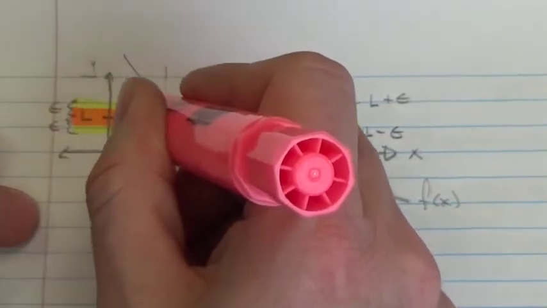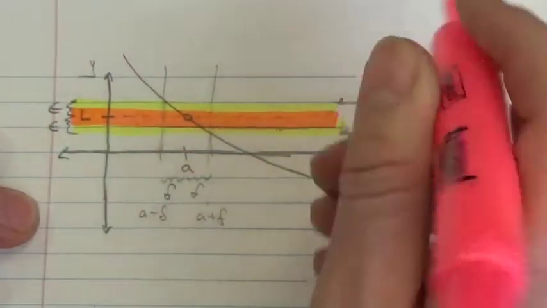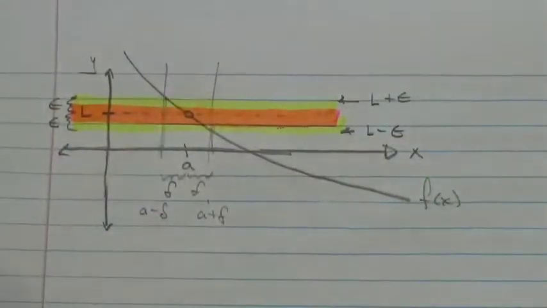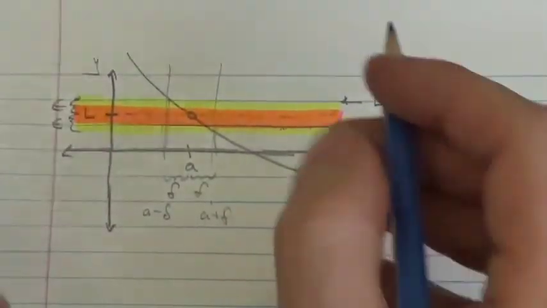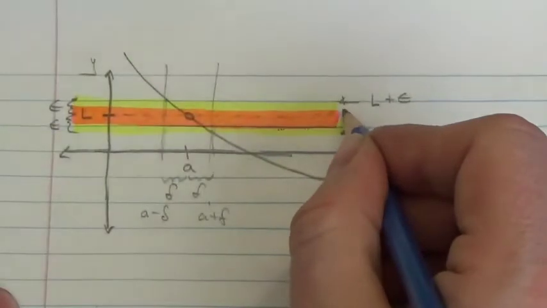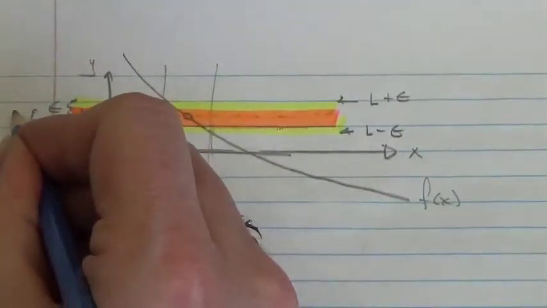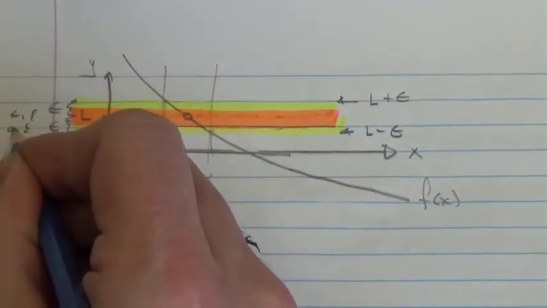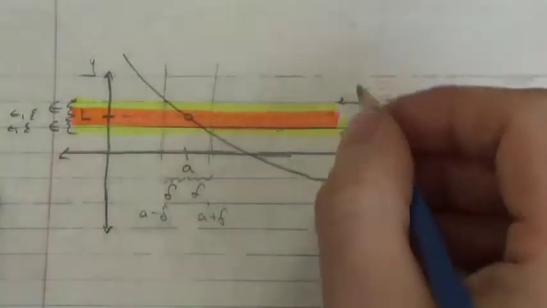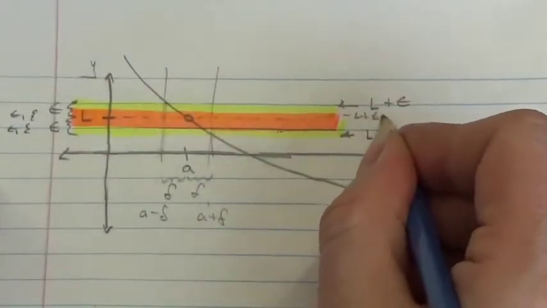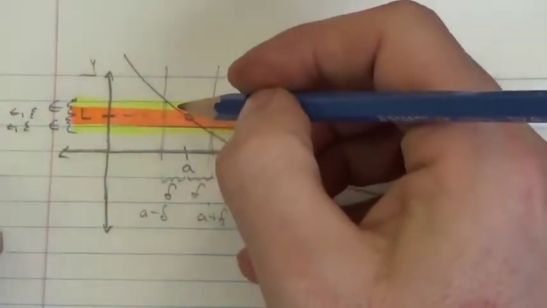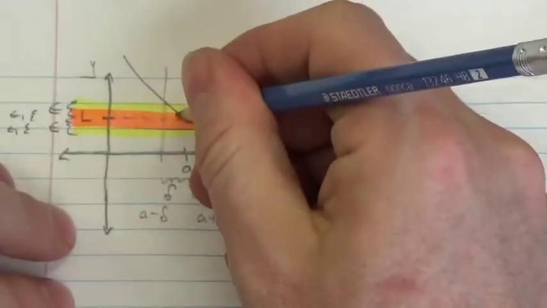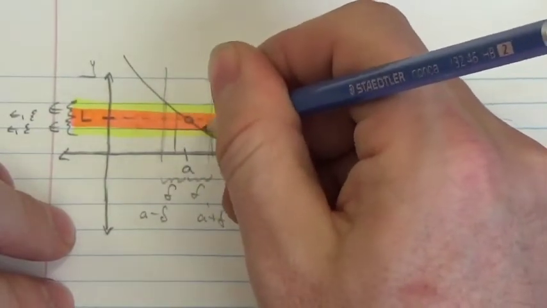Let's just use this pink highlighter, and let's create a smaller interval along the y-axis here. So here's my even smaller, this is now my epsilon 1. Itty bitty epsilon 1. Now this top here is going to be L plus epsilon 1, and this is going to be L minus epsilon 1. And when I do that, that creates a brand new interval right here. That narrows this up a little bit.